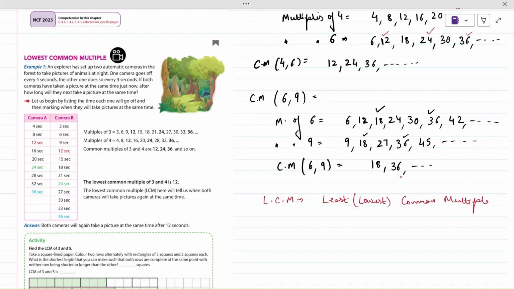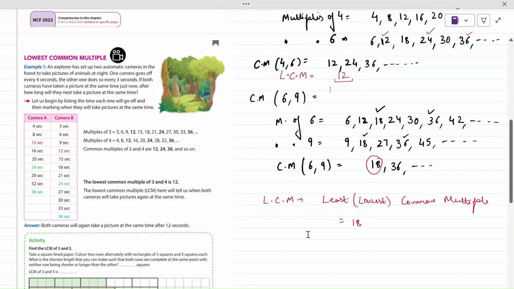So the lowest common multiple will be 18 here. Why 18? Because from the list of the common multiples, the lowest number is 18. Similarly, kids, if we see this example of 4 and 6, where the common multiples of 4 and 6 are given here, then what is the LCM? LCM in this case will be 12, because from the list of the common multiples, the lowest number is 12 here. So this is the least common multiple.